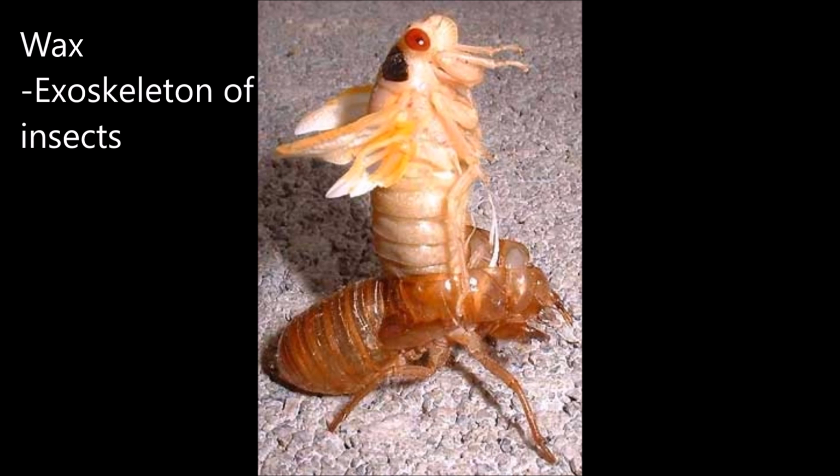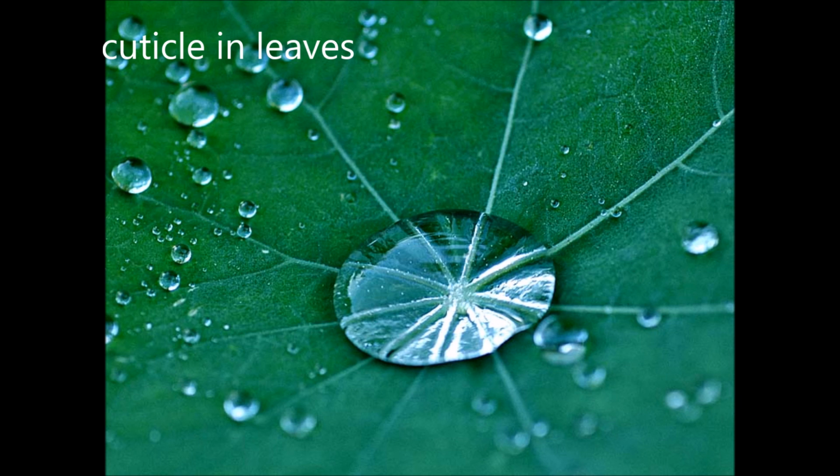Wax is another type of lipid. It can be found in the exoskeleton of insects. It helps insects in reducing water loss. As wax is a lipid molecule, it has hydrophobic parts, and these hydrophobic parts help in this function. You also find wax in the cuticle of leaves, where it acts as a waterproofing agent.